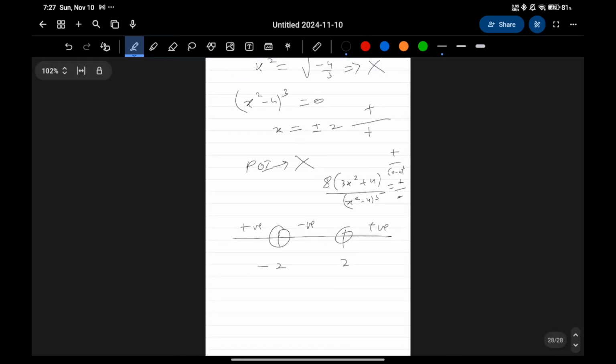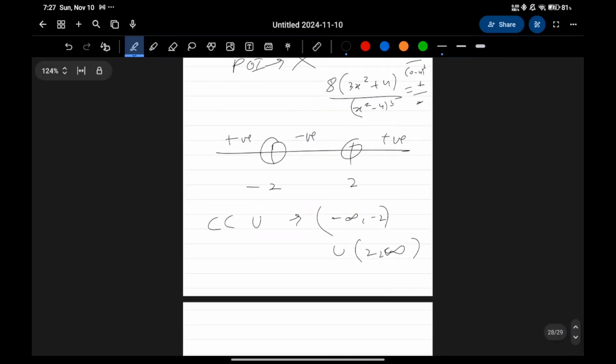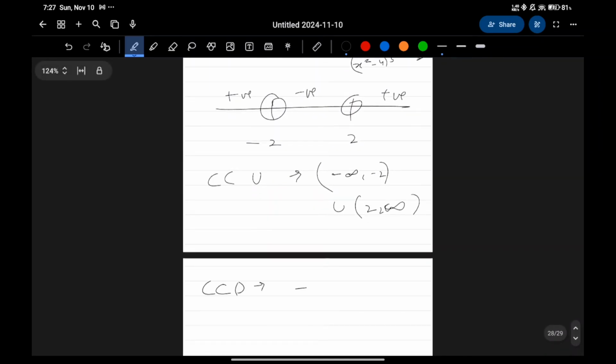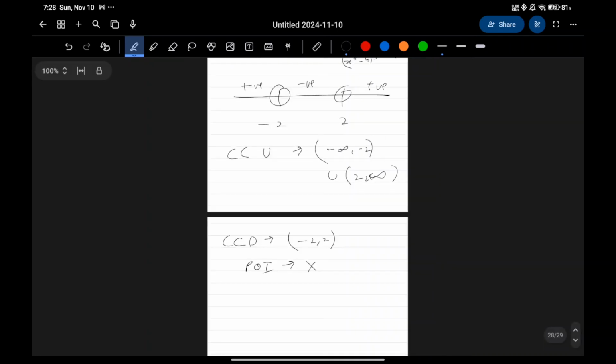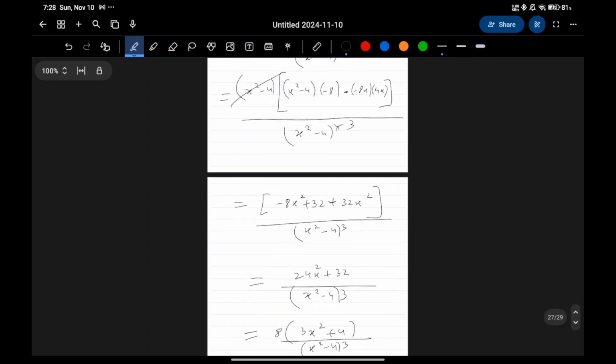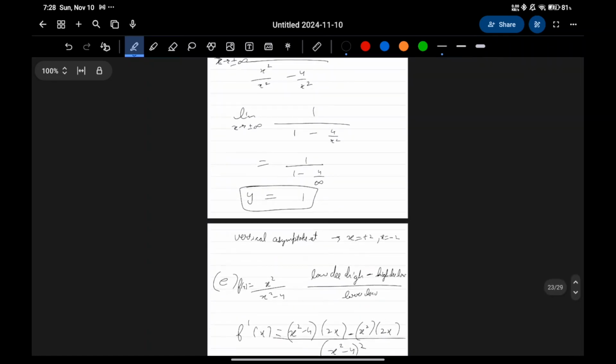So this is my concavity test. Concave up on minus infinity to minus 2, union 2 to infinity, and concave down from minus 2 to 2. Alright. And we have no points of inflection. Now, after all of that yapping session, we have all the information we need. Alright, what do we know? Let's get our information piece by piece.